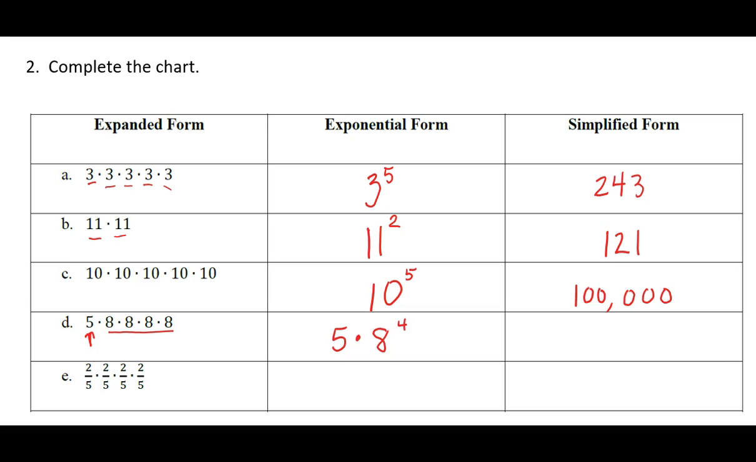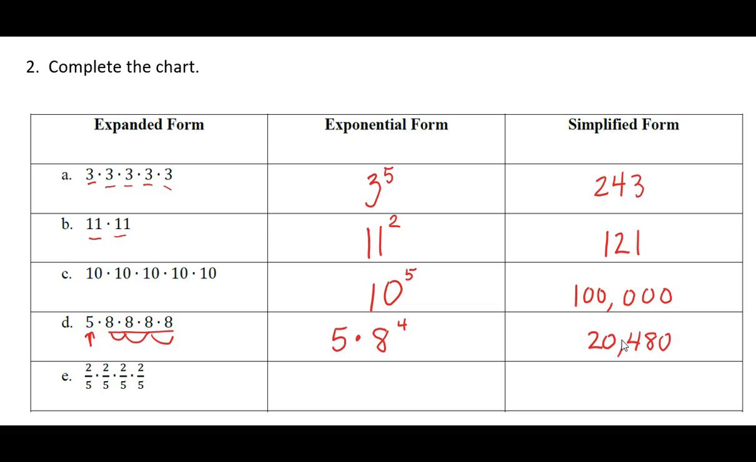To simplify it, I need to figure out what 8 to the fourth power is first. Well, 8 times 8 is 64. 64 times 8 is 512. 512 times 8 is 4,096. So I need to take 4,096 times 5 to come up with my simplified answer. And that is 20,480. So you can see how quickly these numbers get big when we're working with exponents.